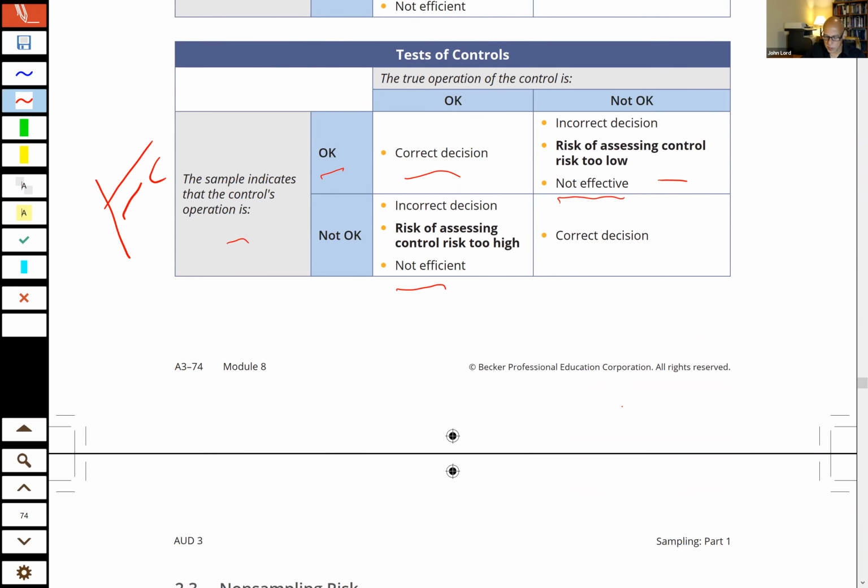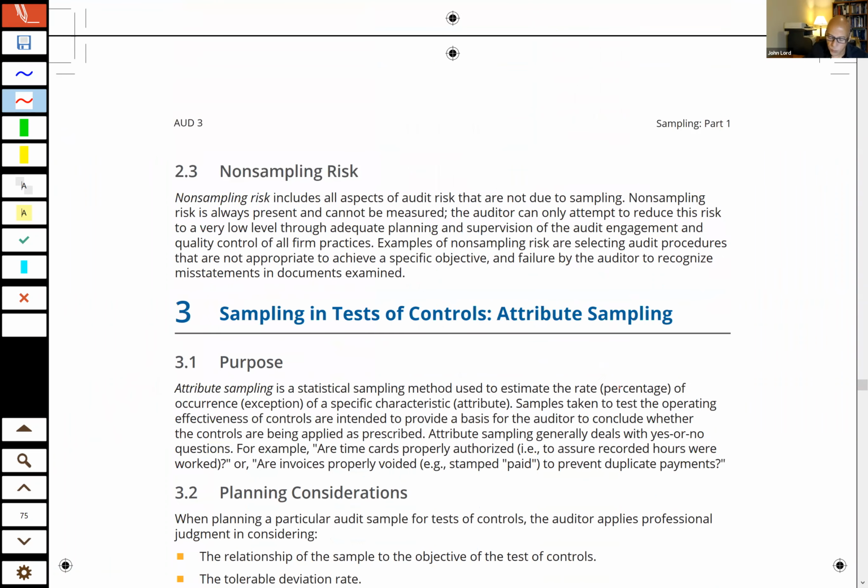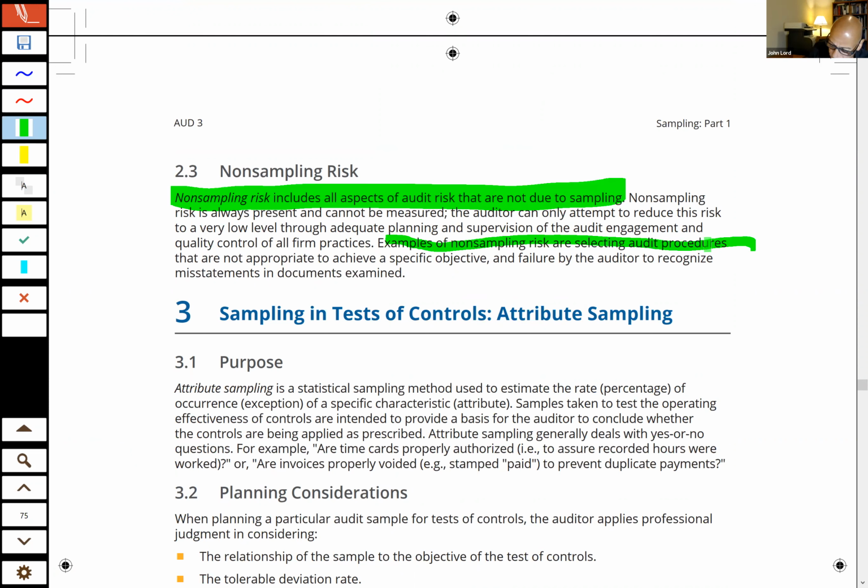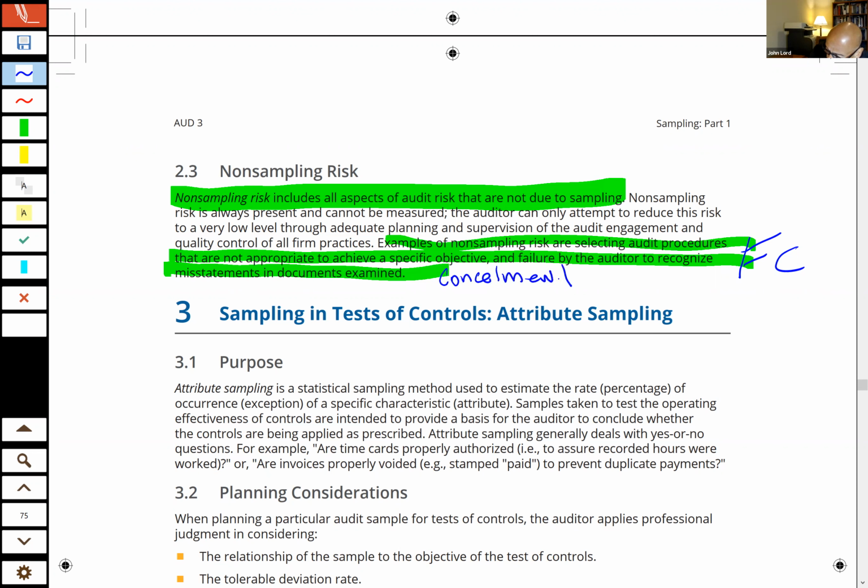Okay, good. Now come over, and as I mentioned on this page, we would have non-sampling risk that drives up our audit risk. Examples are: we select the incorrect procedure, or we don't recognize a misstatement in a document that we're looking at. I always call this the hangover effect. You know, you're a little tired. We're humans, we miss things. Concealment due to fraud, put that down, concealment. They try to hide fraud, don't they? So that could be a factor that has nothing to do with sampling that is driving up our audit risk.